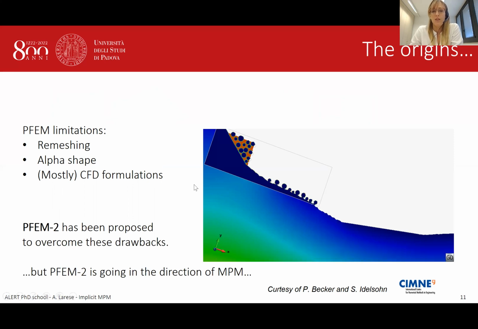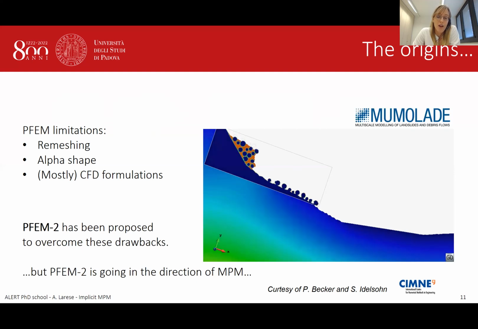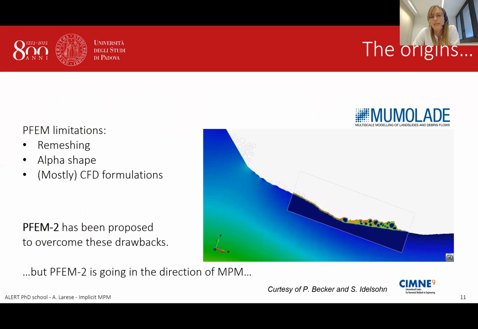Actually, there was also PFEM evolved in the direction of PFEM2. Professor Sergio Idelsohn and Pablo Becker in the Mumolade project, where the PI of this project was Professor Wei Wu, developed these techniques, which was PFEM2, that used a background grid and, let's say, tracker points that are tracers of the evolution of state variables, which is somehow a similar concept of what MPM does. This evolution of PFEM towards PFEM2 is somehow a step forward towards MPM. The points, as I said, are tracers. They are not material points, but the idea is pretty much the same.